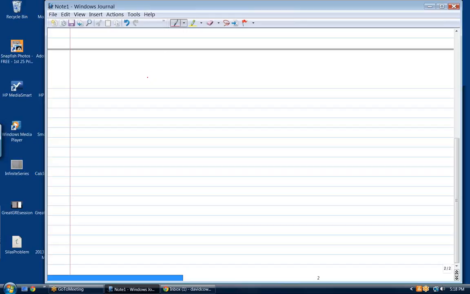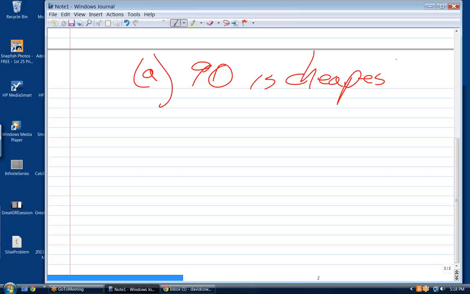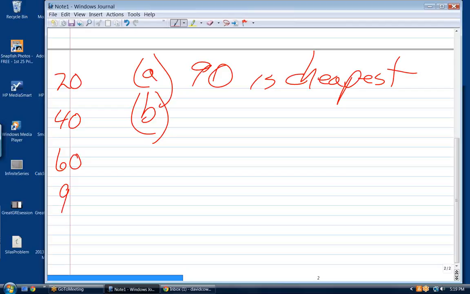So that's A. 90 is the cheapest, probably. Okay, what's question B? Oh, and of course, now it gives us the price. Container sells for $5.49. What is the unit rate in dollars per pack? Which one sold for $5.49? The 20.